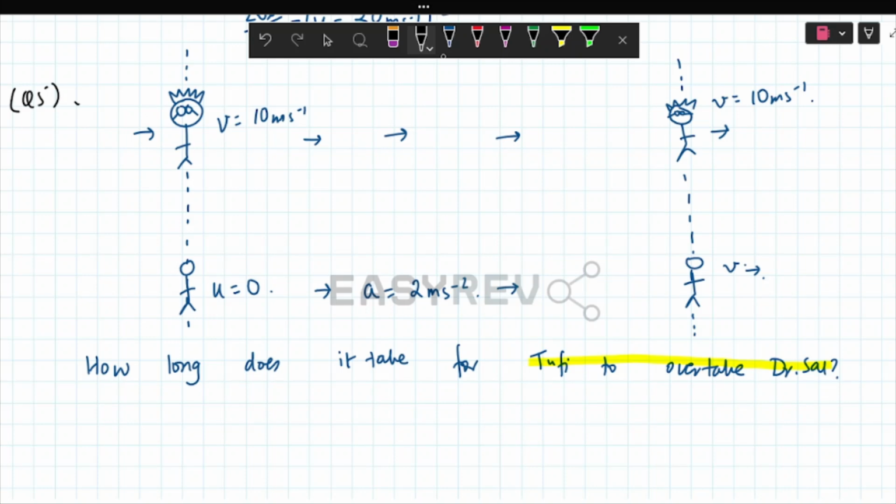So this is a very important thing to conclude over here, and I'll in fact write it here as well. The point where Tufi overtakes Sal or Dr. Sal is the point when Tufi and Dr. Sal both cover equal displacements.